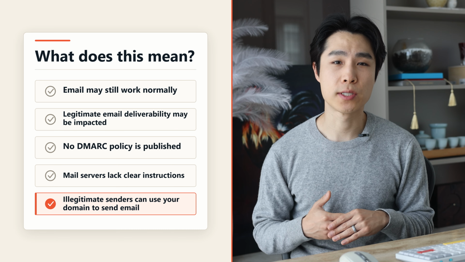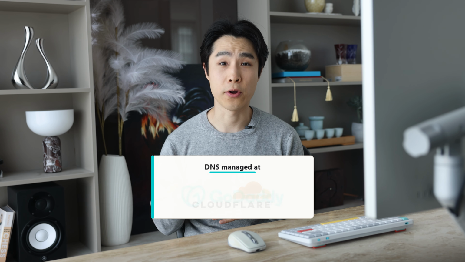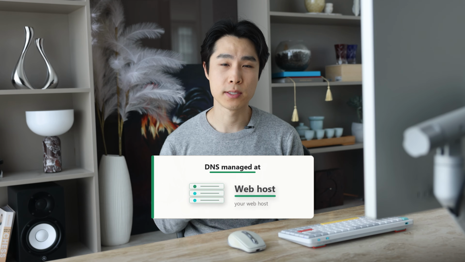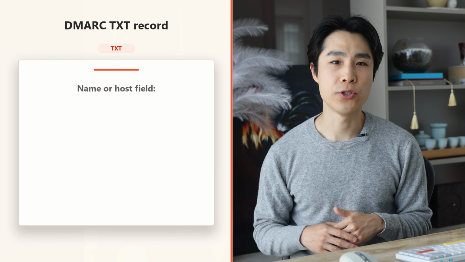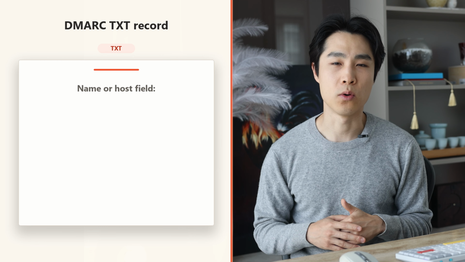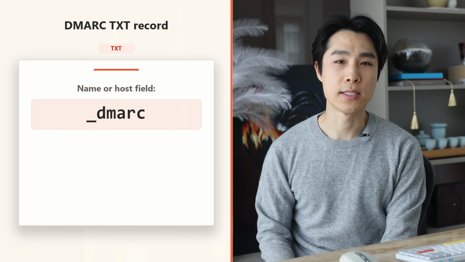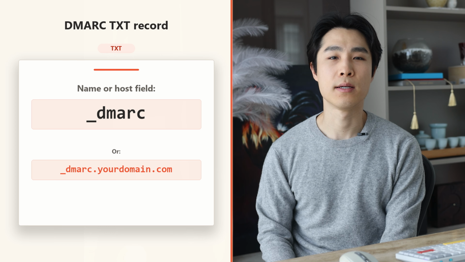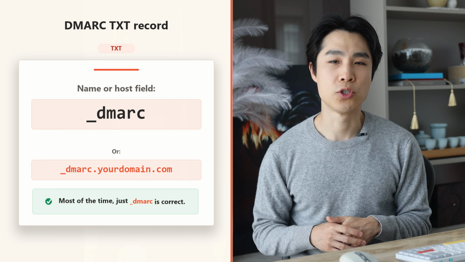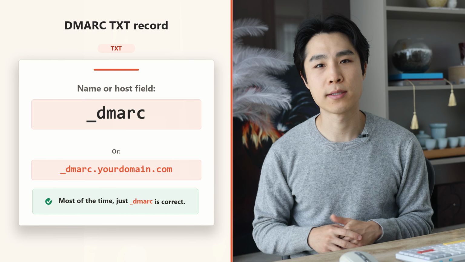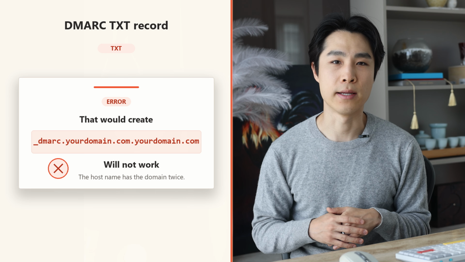So to fix this, just go to wherever your DNS is managed. That might be Cloudflare, GoDaddy, Namecheap, your web host, or whoever manages your domain. And all you're going to need to do is add a new text record. For that name or host field, enter _DMARC. Some DNS providers want the full version, which would be _DMARC.yourdomain.com, but most of the time just having that subdomain is correct. And if you enter the full domain, your DNS provider adds the domain again automatically.